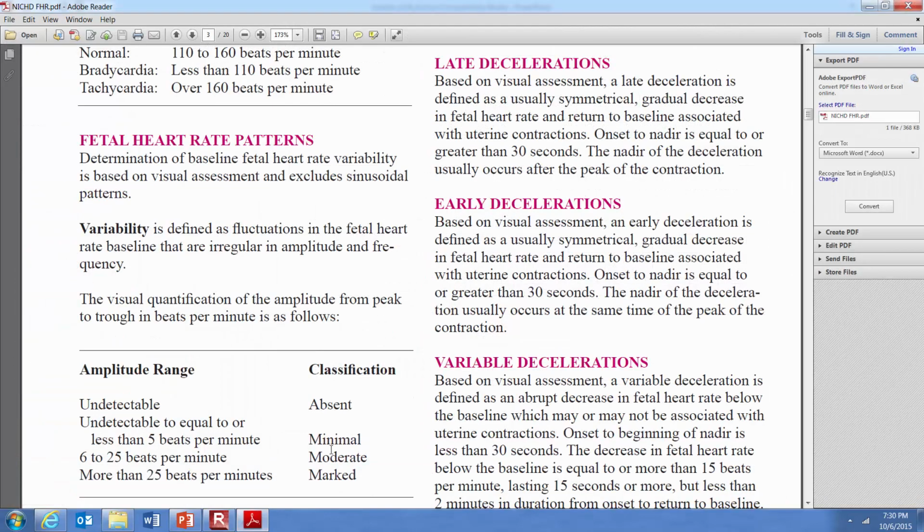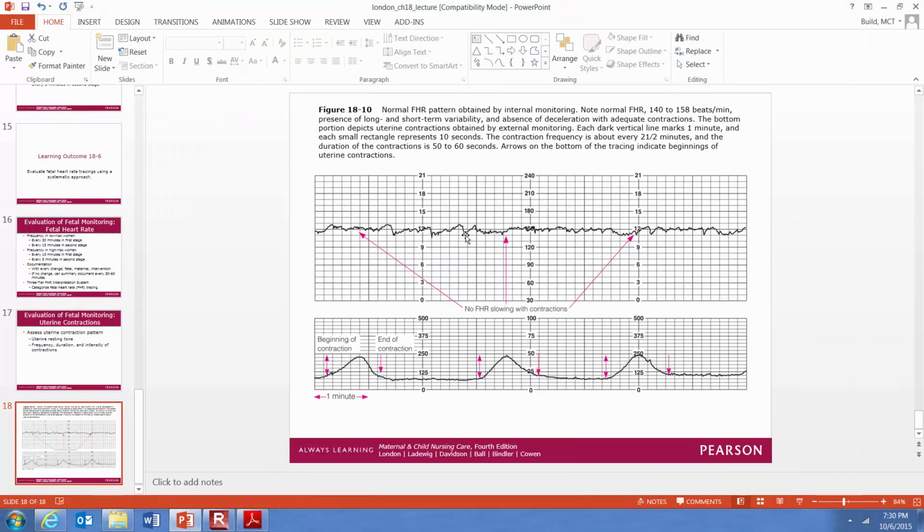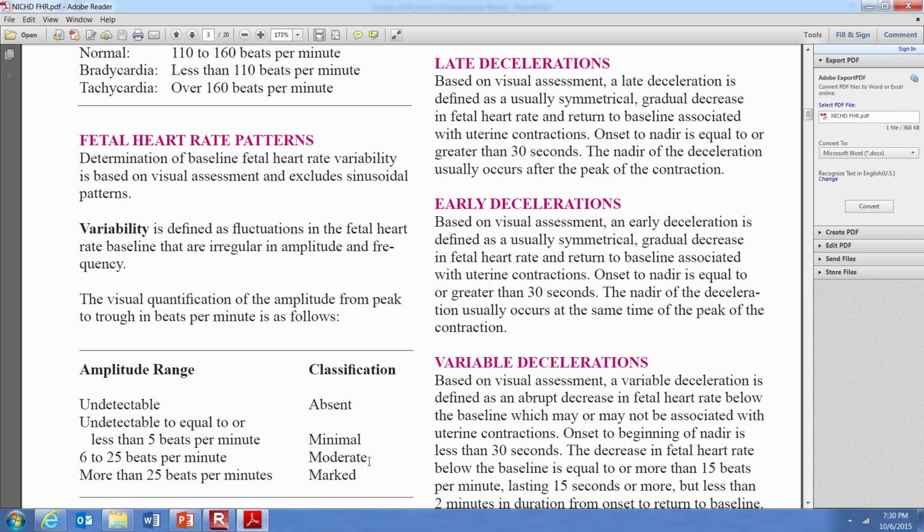then we're saying it's minimal. If the fluctuations are 6 to 25 beats, so more than half of the block, but each block is 10 beats from one block to the other, so here's 10 beats, here's 20 beats, and then half of the other. So that's large variations, right? Okay, large fluctuations. We're saying that our variability is moderate. And then if it's greater than 25 beats, we're saying our variability is marked.